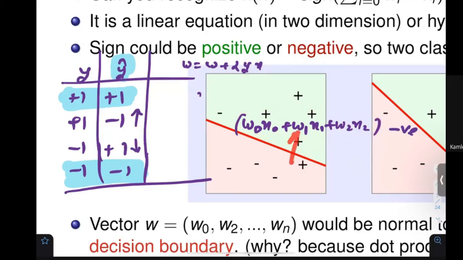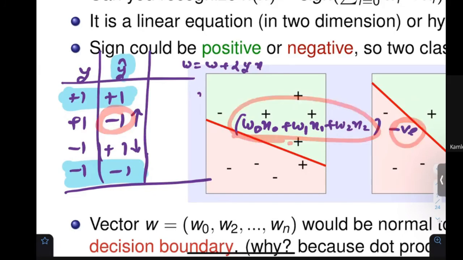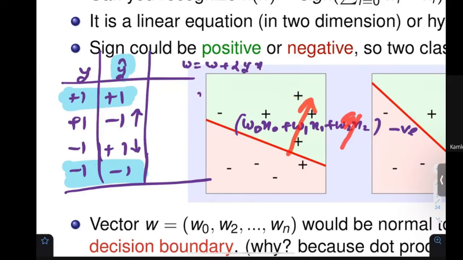If I increase the value of W, because let's assume that all the X are positive. If it is a negative value, how can I make it positive? If you increase the value of the W's, your value, which is right now negative, is going to be positive. Are you able to see this? Right now my answer is negative because this quantity is negative. If I want to make it positive, definitely I have to increase the value of the weights. In this particular case, my weight was increasing.